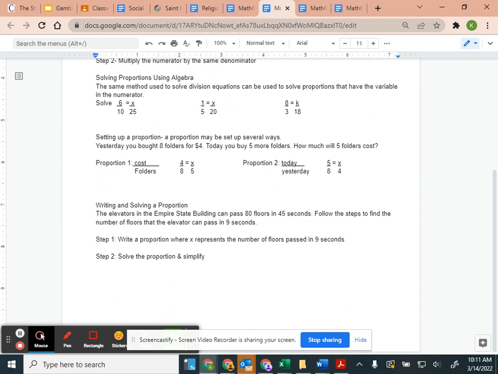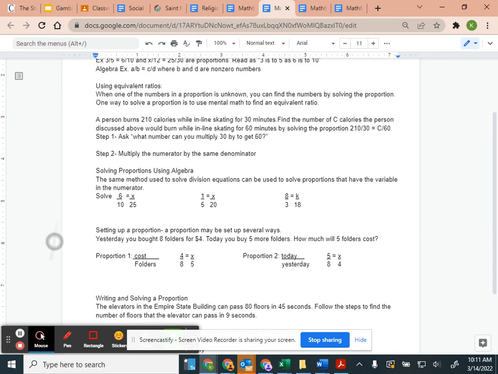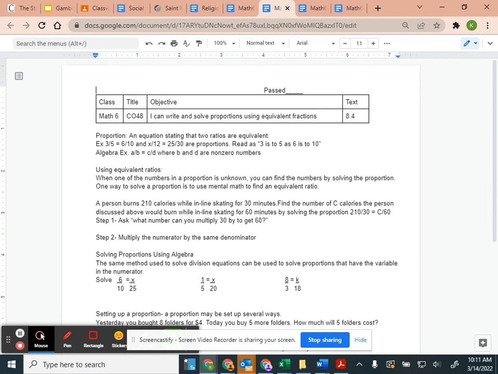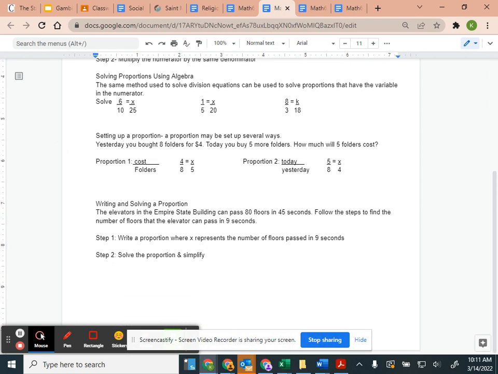The elevators in the Empire State Building can pass 80 floors in 45 seconds. We are on CO48. Oops, I didn't move on to the next one. We're still on CO48. So how am I going to set this up, Tristan?